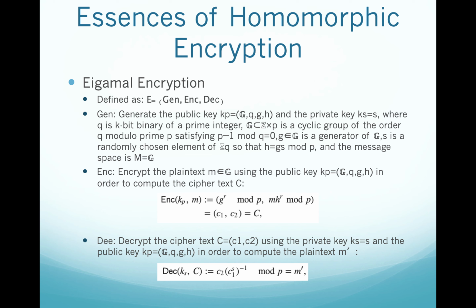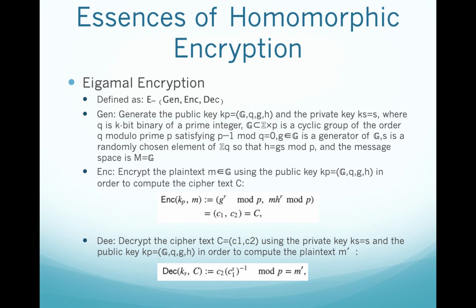And then we can do our decryption on the ciphertext, which is going to use the private key, KS equaling S, and the public key as well. So when we do our decryption of KS and C, it's going to equal C2 times C1 to the S inverse mod P, which is going to give us our M prime.